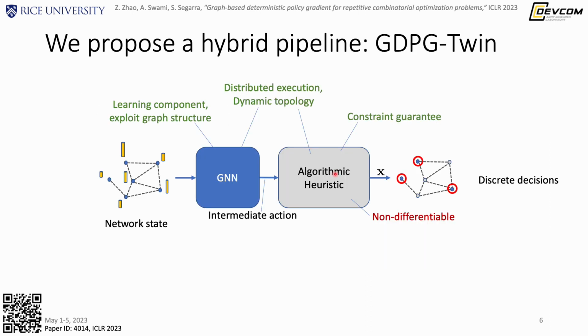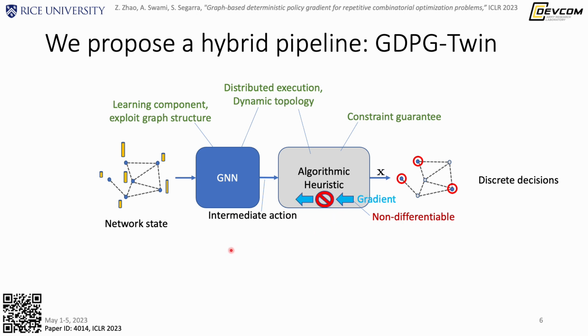What we propose is a hybrid pipeline, in which the GNN learns the graph structure and the heuristic guarantees that the constraints are always followed. Both of them have distributed execution and can generalize to dynamic topology. Well, the only problem is that the heuristic is non-differentiable.